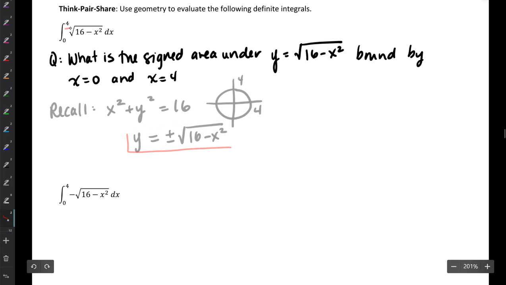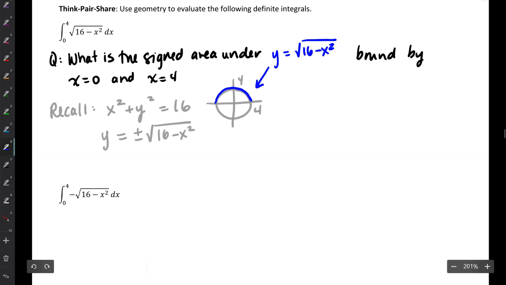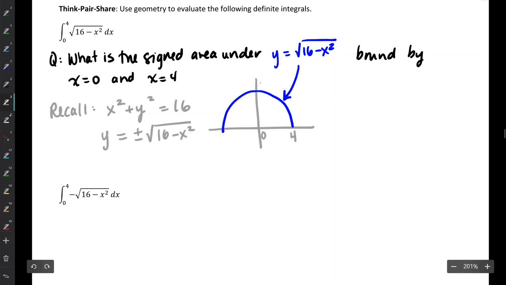Now, notice here they've taken the positive square root. So I am looking at when y is positive, the top half of this circle is y equals square root of 16 minus x squared. All right, and since we are integrating as x goes from 0 to 4, I'm going to draw this a little bigger. We are looking at finding this area. Okay, so notice it's positive. We're above the x-axis.